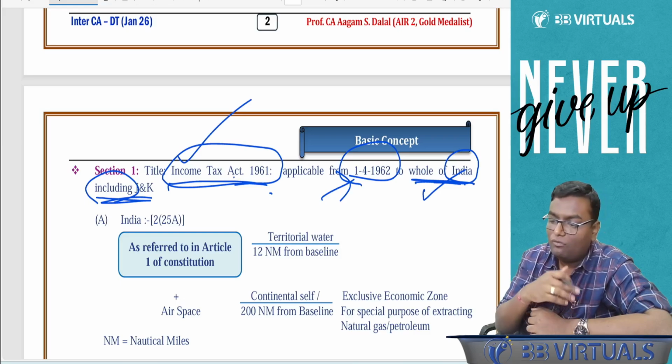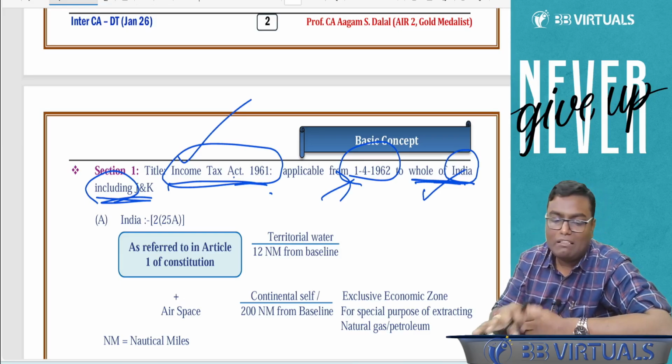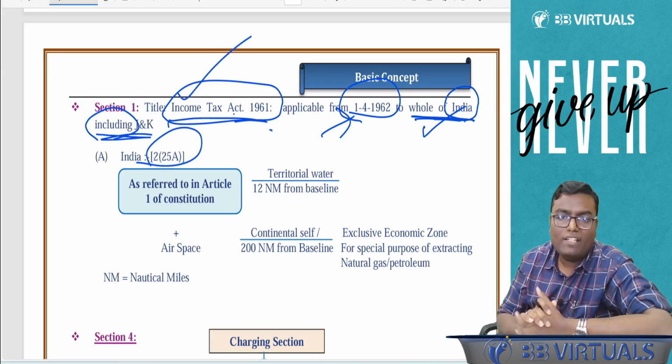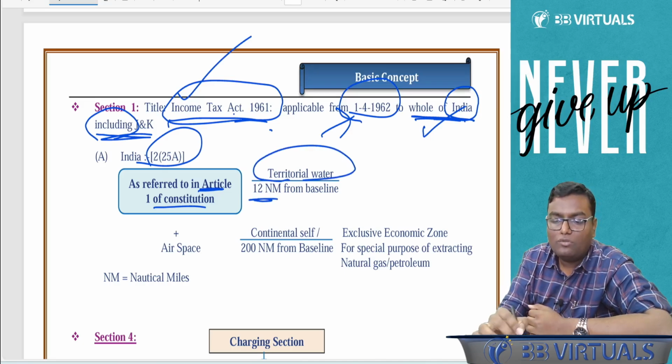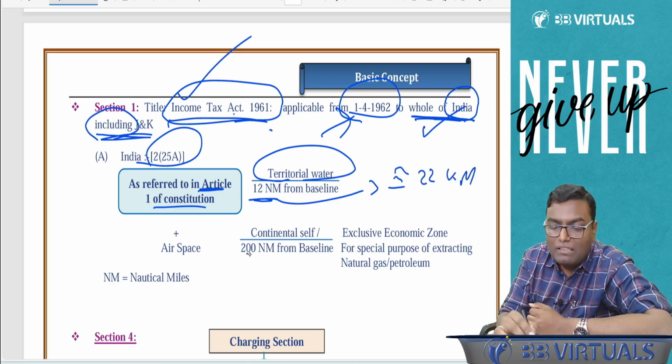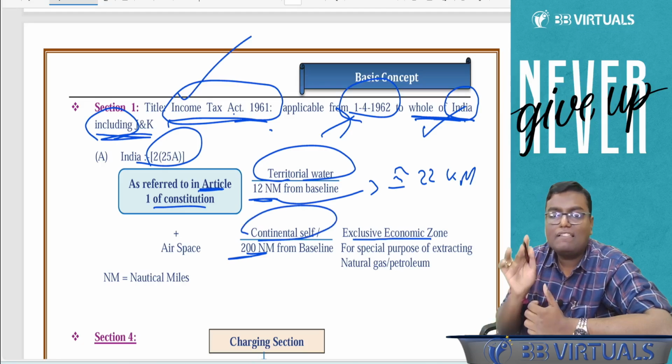So finally, what is called India now? As per the definition in Section 2(25A), the land which is defined in Article 1 of the Constitution, plus up to 12 nautical miles territorial water, which is approximately 22 kilometers, plus up to 200 nautical miles exclusive economic zone or continental shelf.